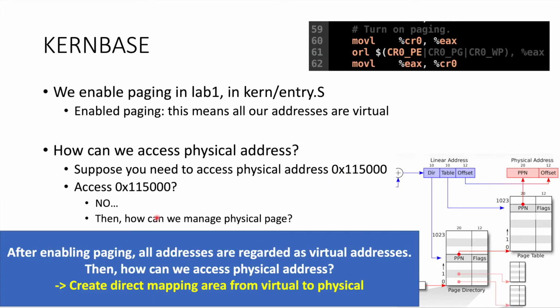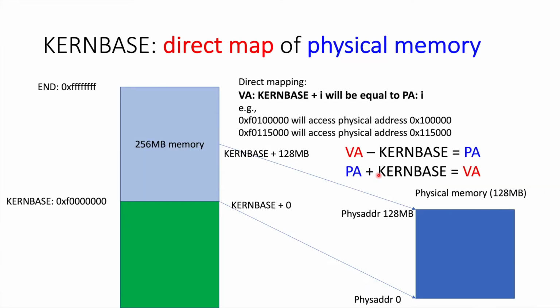And the question from this slide was, how can we access the physical address 115,000? Now it's simple. If you want to access 115,000 as a physical address, then just add KERNBASE, and you will get the kernel virtual address, just add F0. That's it. It's simpler, right?